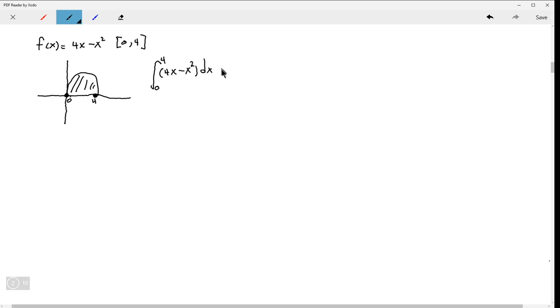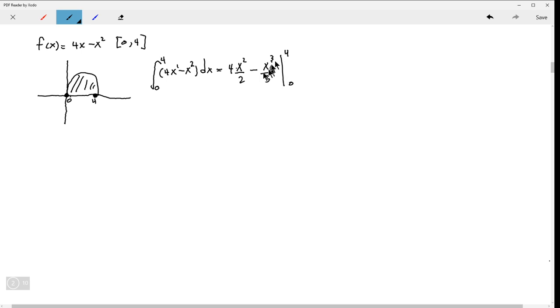So take the antiderivative first. The antiderivative of this is going to be 4 times the antiderivative of x. So that's x to the first. You add 1 to the exponent and then divide by that number, minus, add 1 to the exponent. So that's x to the third, divide by that number, evaluated from 0 to 4.